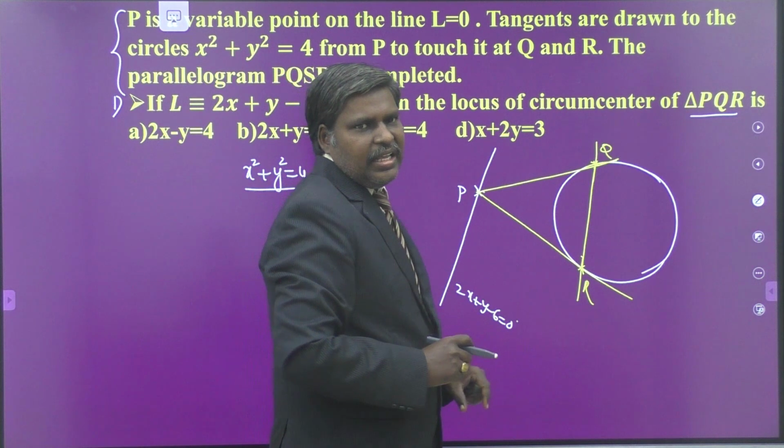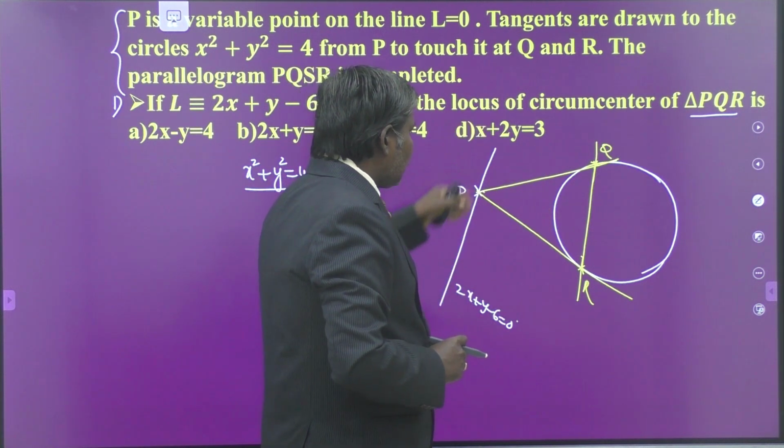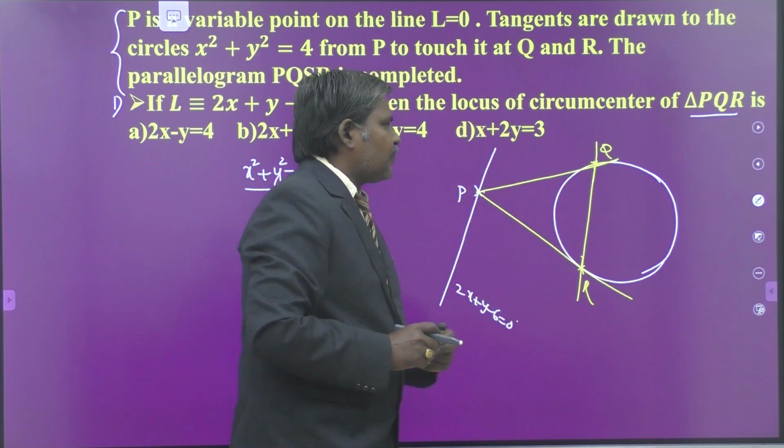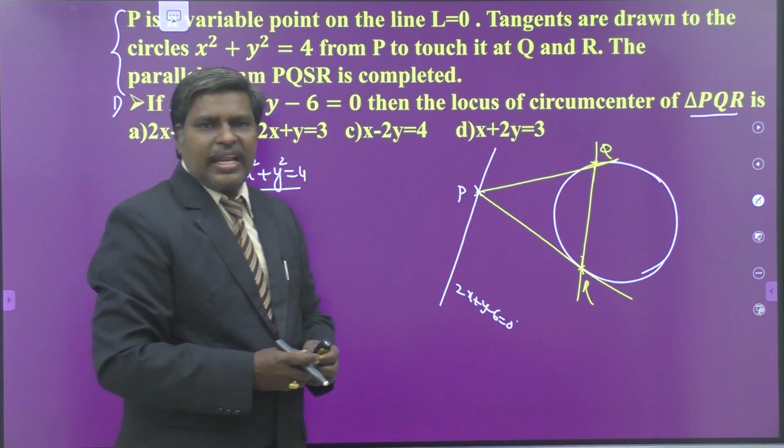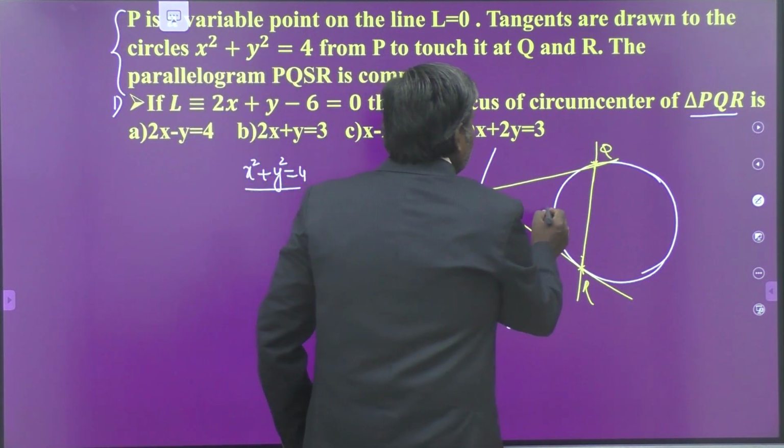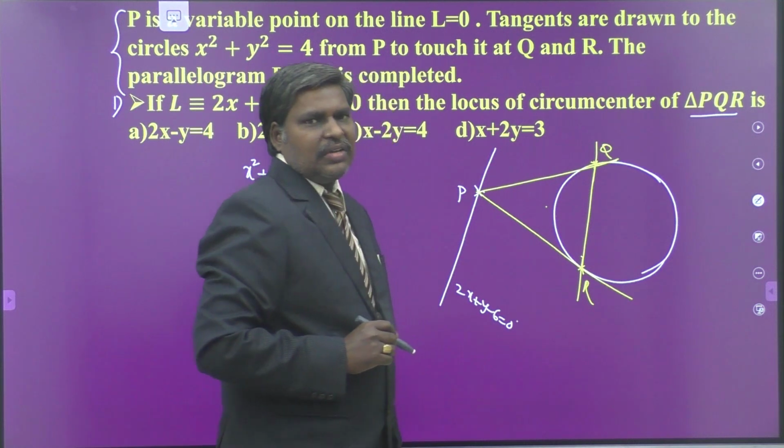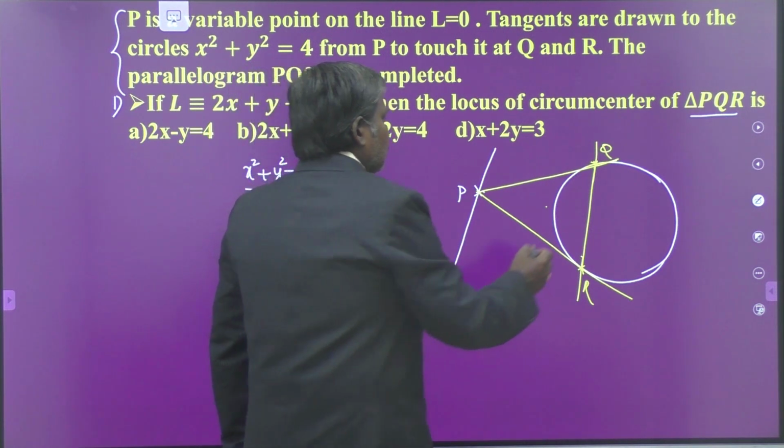Why are the triangles varying? P is varying. Automatically their points of contact are also varying. So the triangles are varying. We have to find the circumcenter of the triangle, the locus of the circumcenter of the triangle. By circumcircle we mean like that.